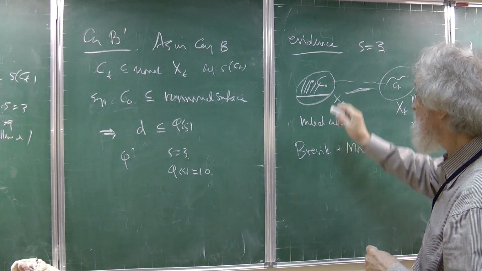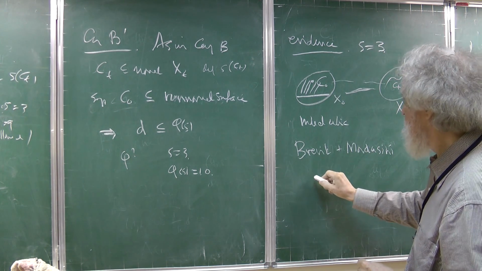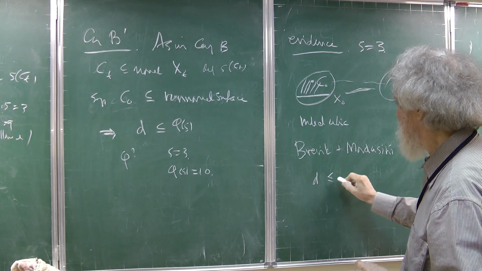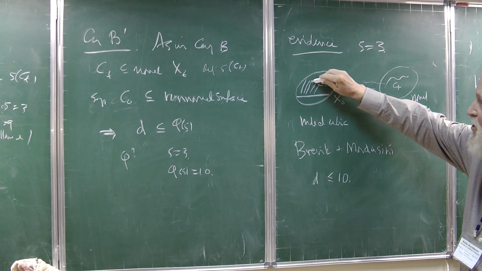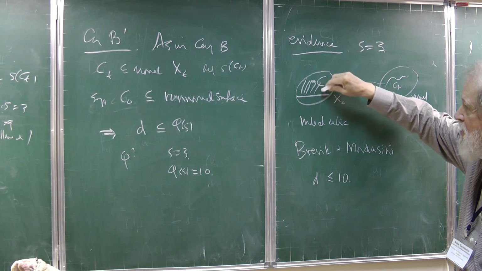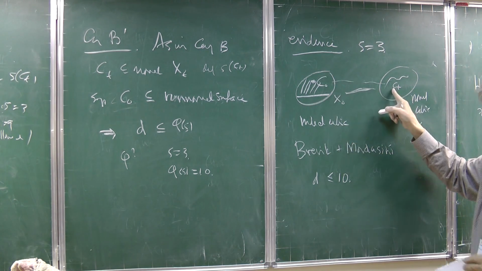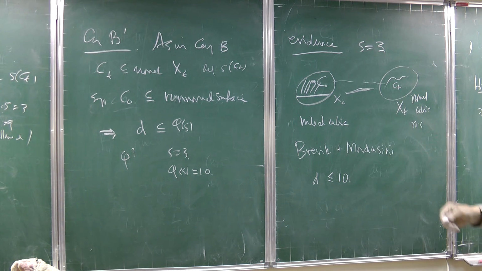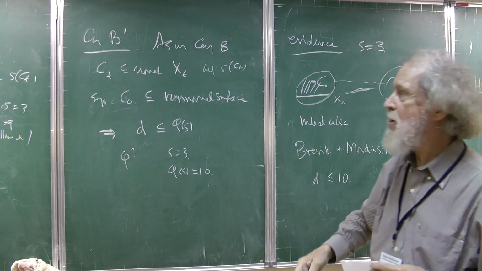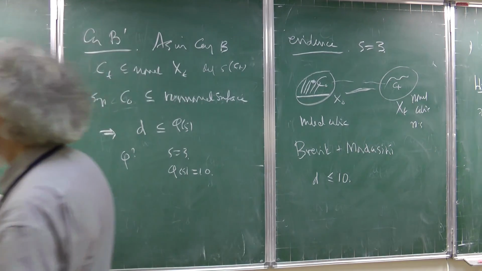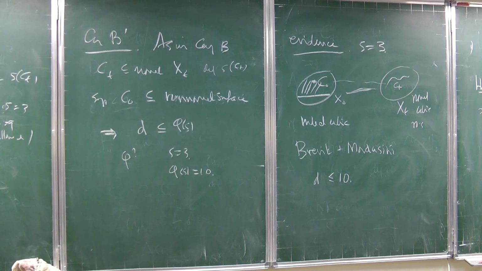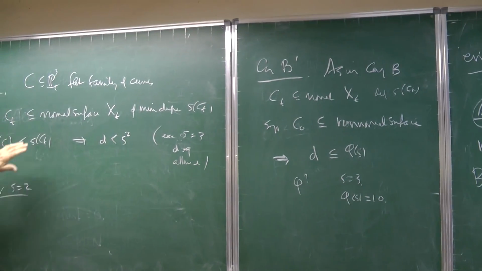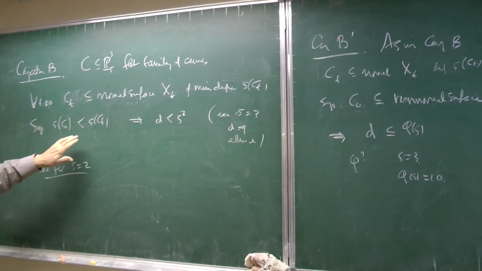And they say that in this situation, in the cubic surface, the degree must be less than or equal to 10. In other words, they show if you take any non-singular curve of degree greater than 10 on the ruled cubic surface, it is not a limit of smooth curves on smooth or normal cubic surfaces. So that's some evidence for conjecture B prime. Of course, conjecture B prime would imply conjecture B, because in the B case, the limit of the smallest surface is a reducible surface consisting of a smaller one plus something else.